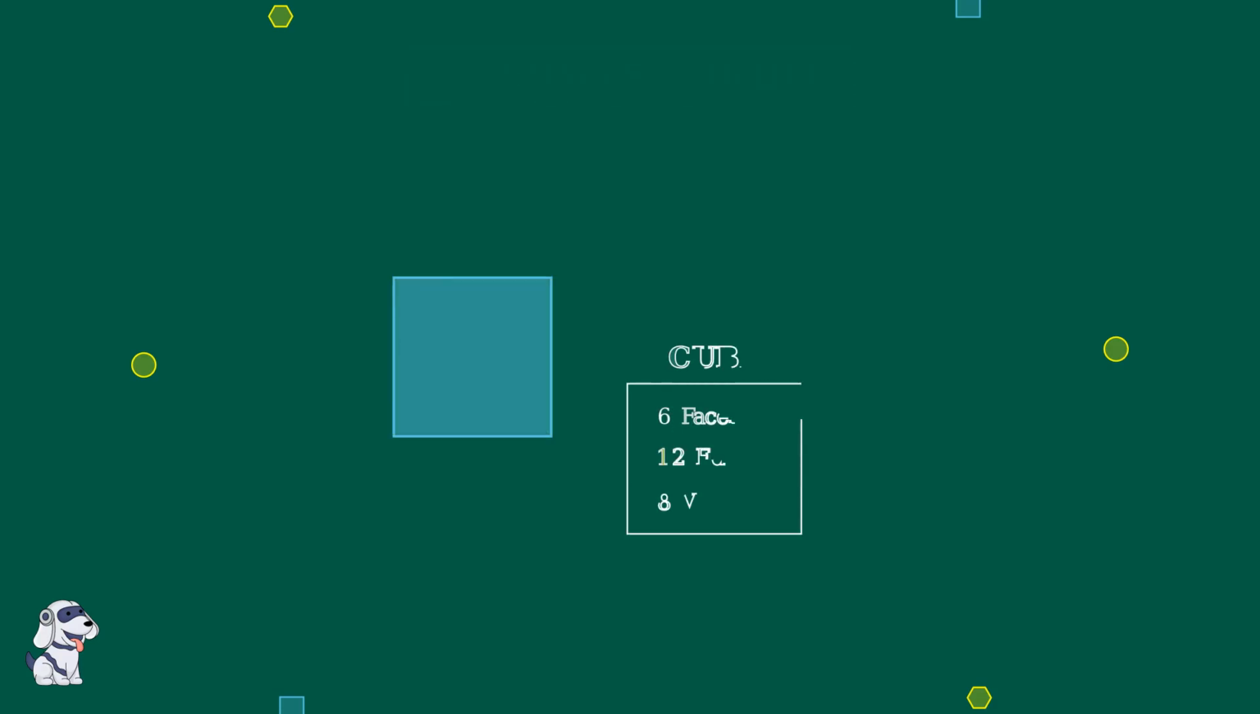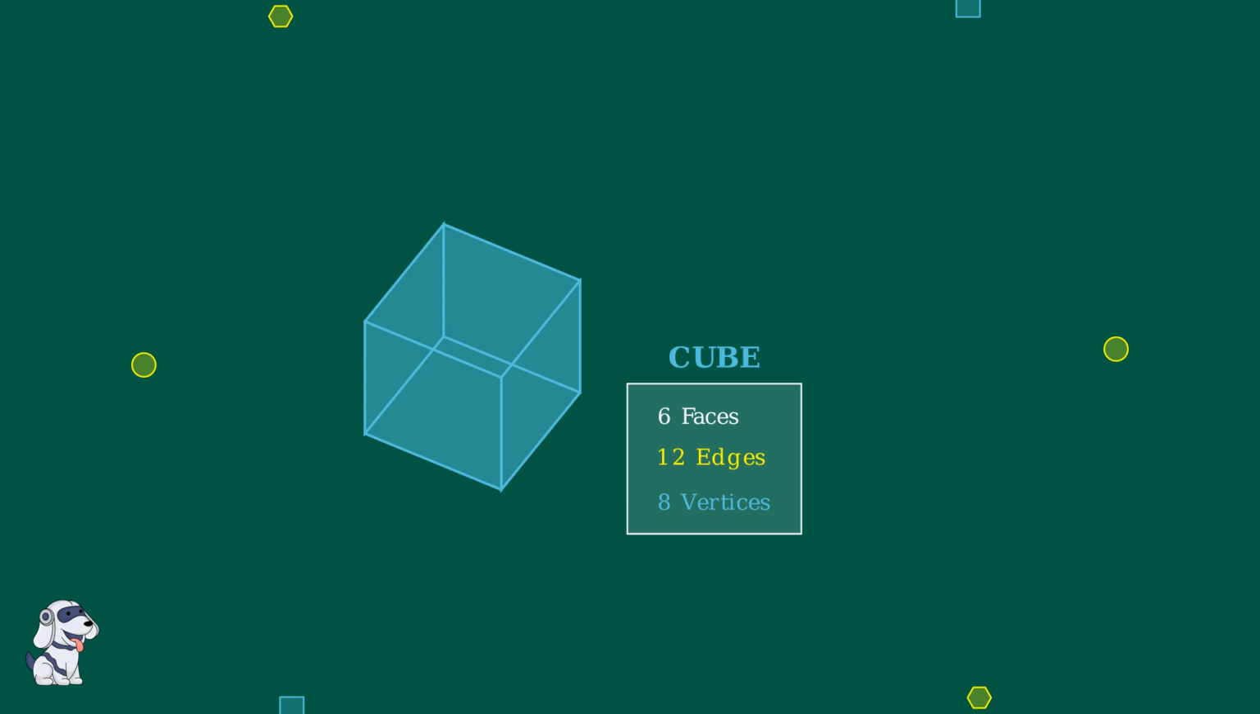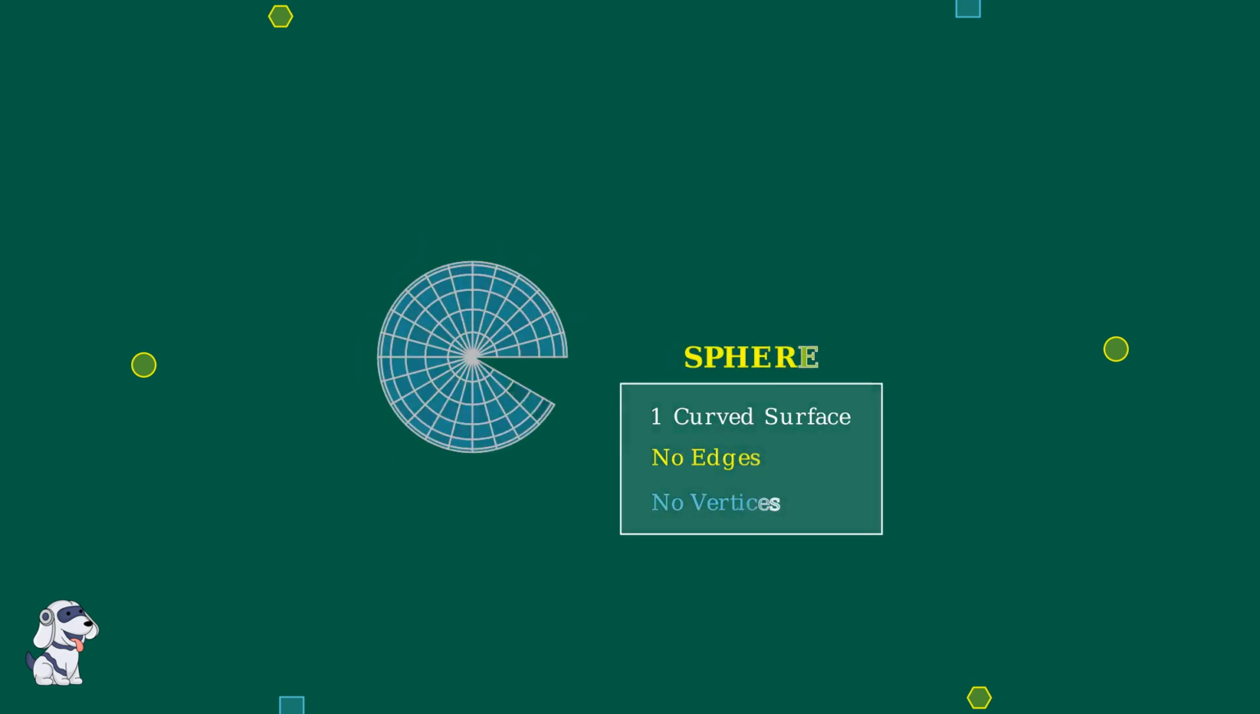First, let's examine the cube. A cube is a three-dimensional shape where all faces are squares of equal size. It has 6 faces, 12 edges, and 8 vertices. Next is the sphere, a perfectly round three-dimensional shape. Unlike other solids, a sphere has no faces, no edges, and no vertices. It has one continuous curved surface.